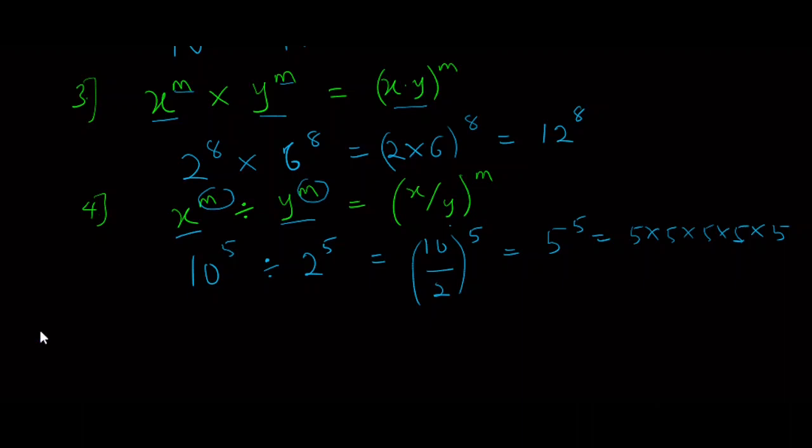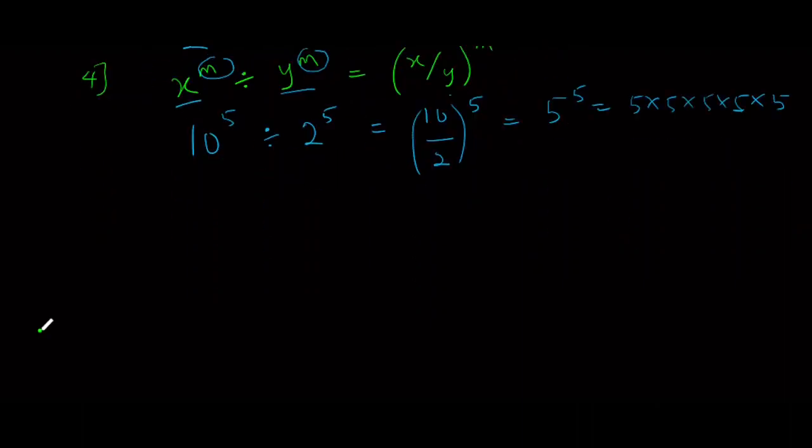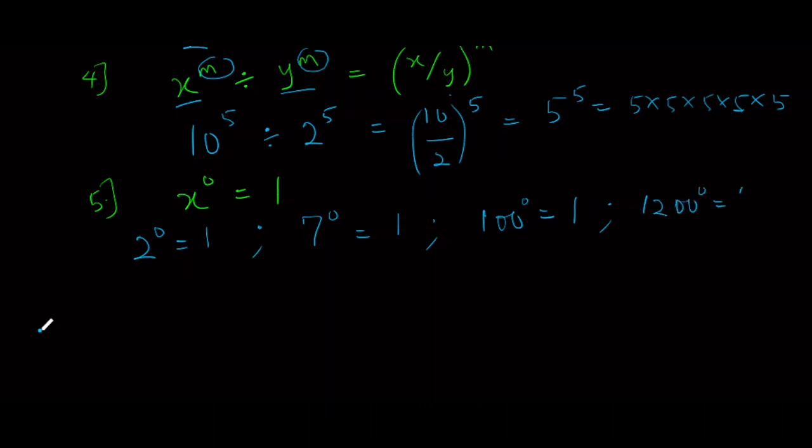Let's look at the next law, which is law 5. Law 5 says that x raised to power 0 gives us 1. This simply means anytime we have a number, variable, or integer raised to power 0, we have 1 as the result. For example, 2 raised to power 0 will give us 1. 7 raised to power 0 will give us 1. 100 raised to power 0 will obtain 1. 1200 raised to power 0 will give us 1. This is the 5th law.